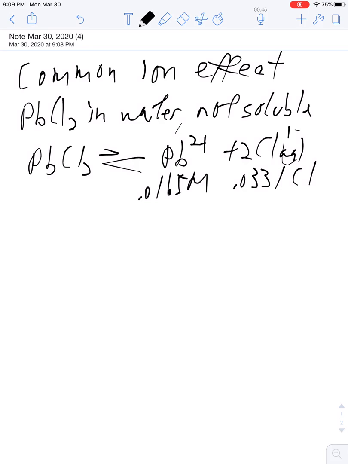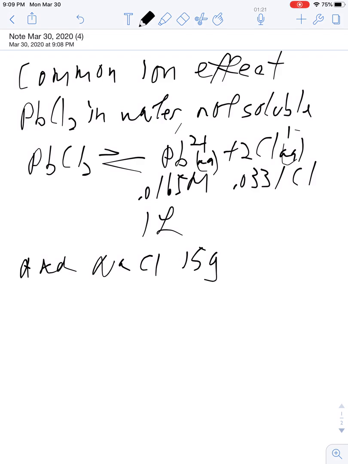Now, what happens if I add, let's just make this problem simple, let's say I've got 1 liter solution, okay? 1 liter total solution. Now what happens if I add sodium chloride? And let's just say we're going to add 15 grams, okay?